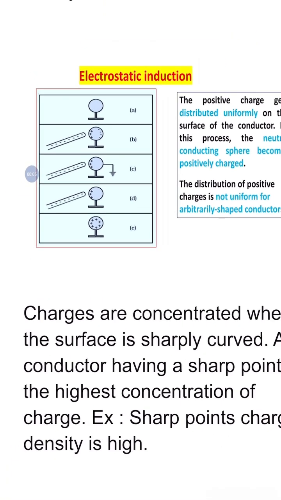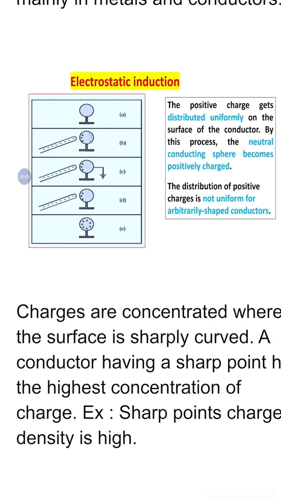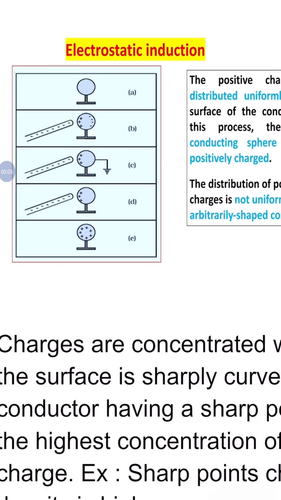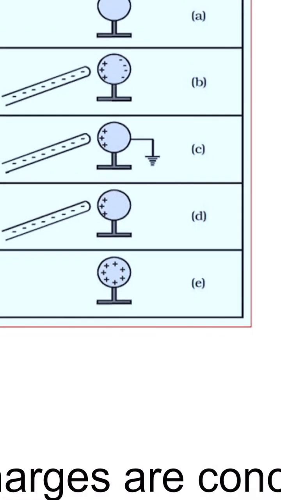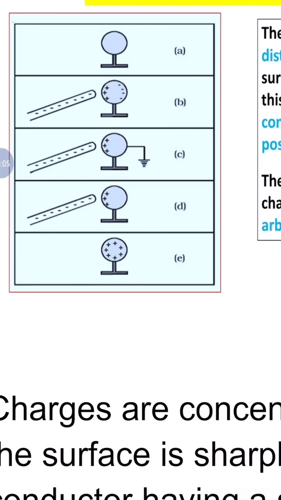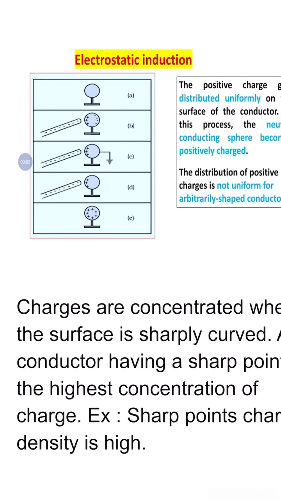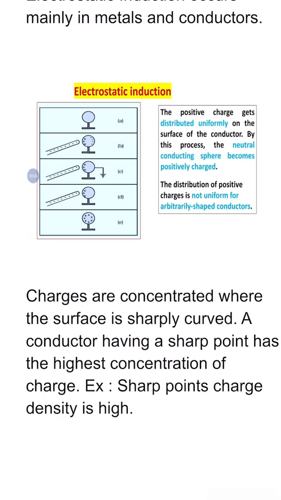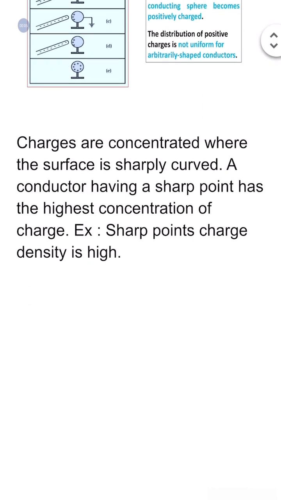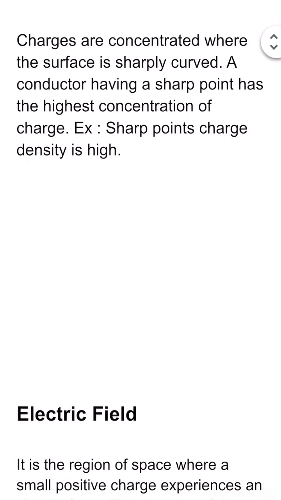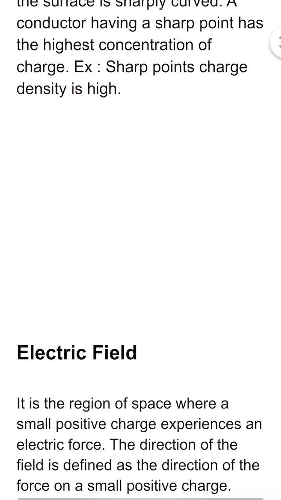Okay. The distribution of positive charges is not uniform for arbitrarily shaped conductors. Now, for example, over here, you can see that this sphere is connected to a circuit, right? It's basically an earth wire, which we will be learning about very soon. The earth wire actually creates an alternate pathway for the circuit. Charges are concentrated where the surface is sharply curved, okay? And a conductor having a sharp point has the highest concentration of charge. For example, sharp points can have a very high charge density.